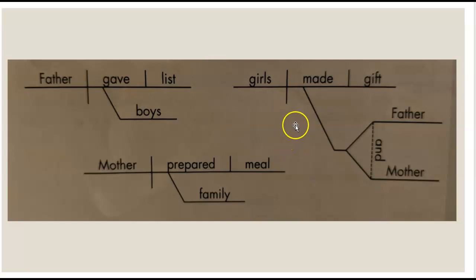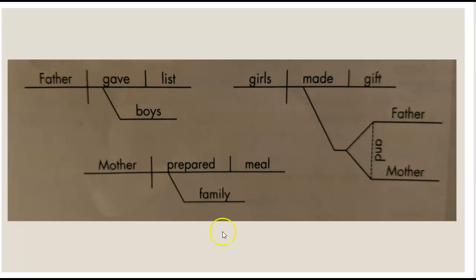The next one, the girls made father and mother gifts. So girls, what did they do? Made gift. I said gifts, but it should be gift. The girls made father and mother a gift, probably. We don't have the article adjectives in here, but we'll assume that. So here's how you do a compound indirect object, and here's your direct object.